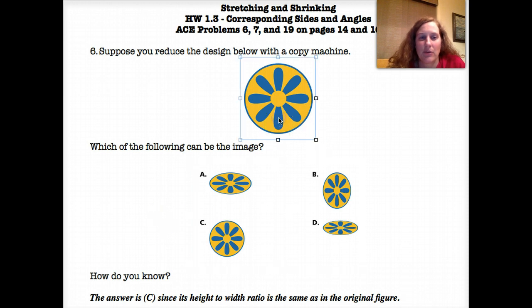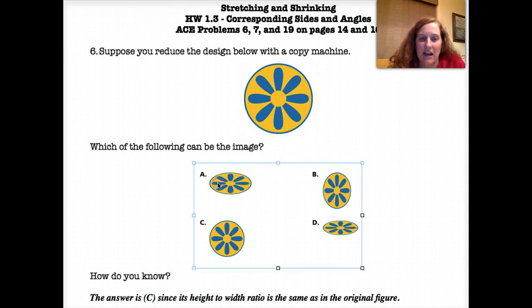The first problem was: suppose you reduce the design below with a copy machine. So you're taking the image and you're making it smaller. Which of the following can be the image? The thing that you're looking for here is that you maintain the aspect ratio. That is, your height and your width change at the same rate.